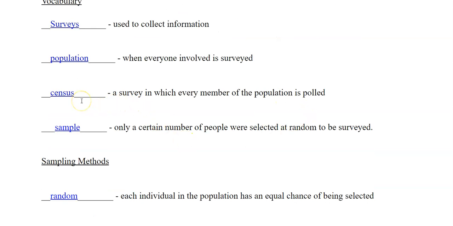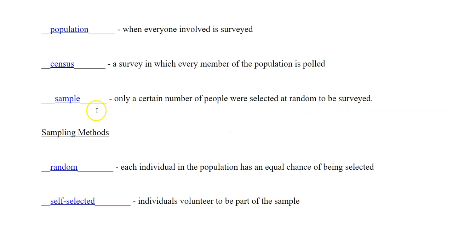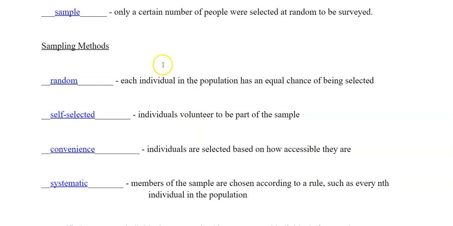A census, just like I said, the famous one we just had, is a survey in which every member of the population is being polled. And then if you don't have time to talk to an entire population of people, then you want to take a sample. So you may send the survey to the people in your class, and that would be a sample of your school population. Or certain groups throughout the United States may get a survey about something, and that would be a sampling of the population.